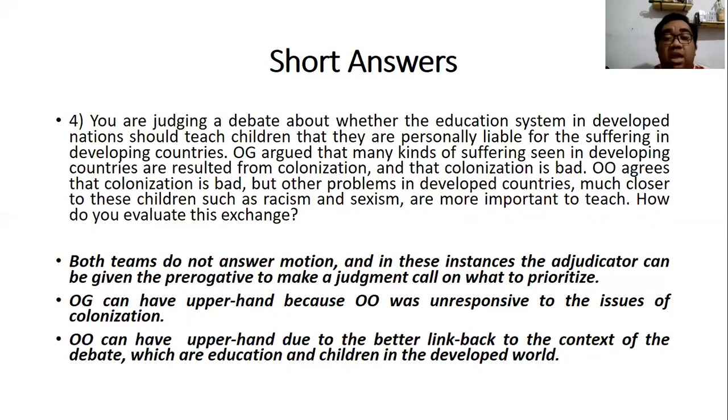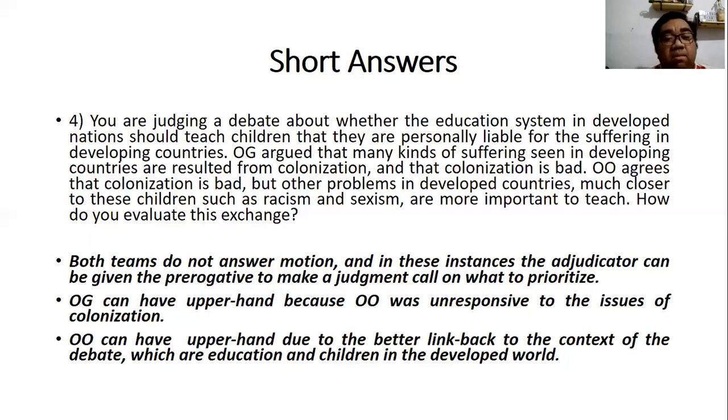So what we're looking for in your answer is basically your reasoning or your justification of why one team is valued over the other. For instance, opening government can have the upper hand in this debate because opening opposition was simply unresponsive to the issue of colonization. What opening opposition did is basically whataboutism: opening government argues that there's a problem, and then opening opposition just says, but what about this problem? Introducing a different problem doesn't negate the initial problem that opening government talked about. So it is possible for you to credit opening government with having the upper hand because OO was simply unresponsive to the issues of colonization.